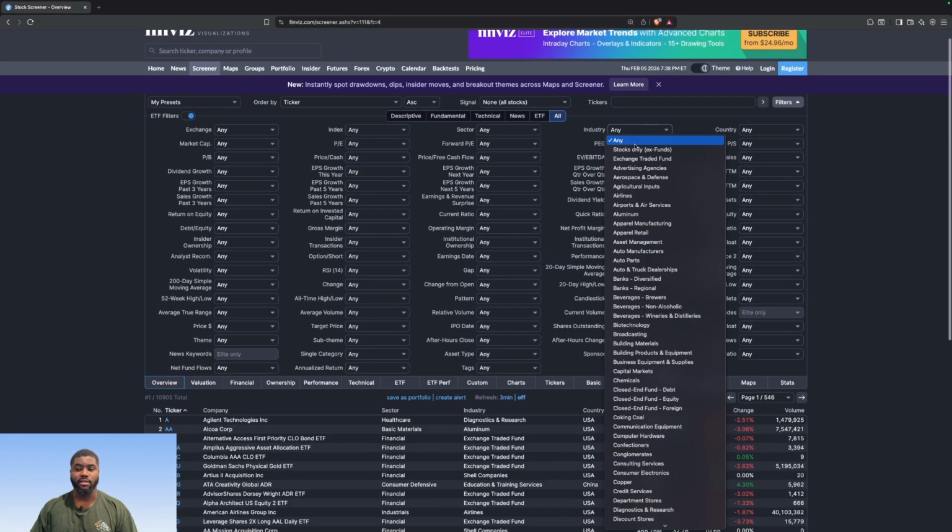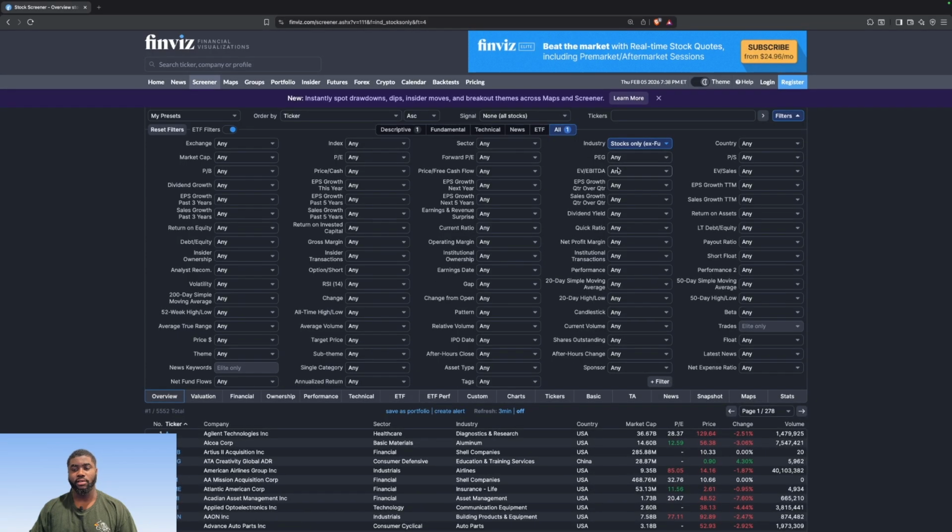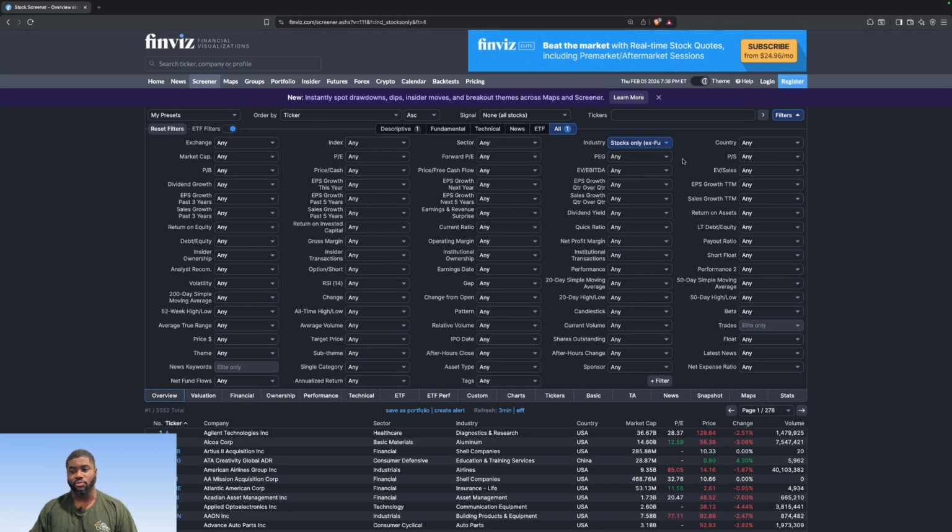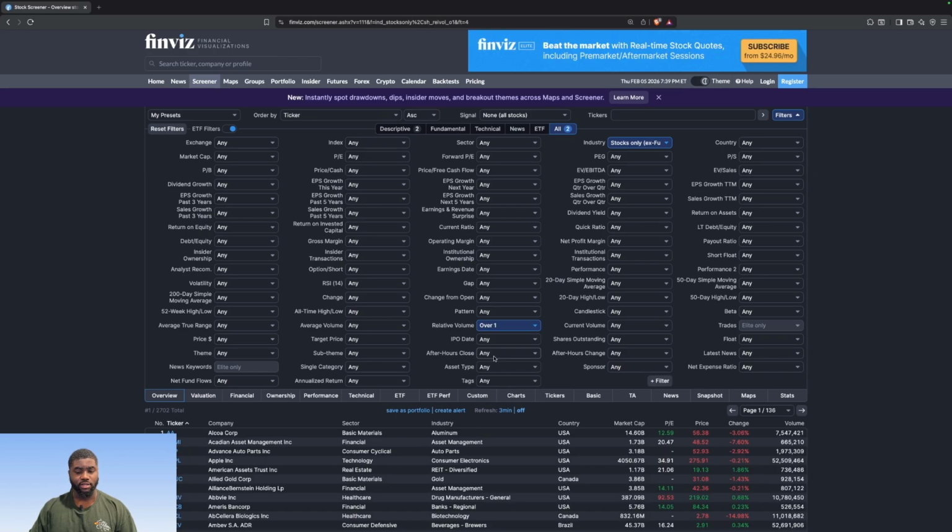So first is the industry. You want to do stocks only. Take out any ETFs and mutual funds. And you come to the second criteria, which is relative volume. Relative volume is basically making sure that the stock is doing more than average of what it does on a daily basis. So a relative volume of one means that the stock is doing more than what it usually does.